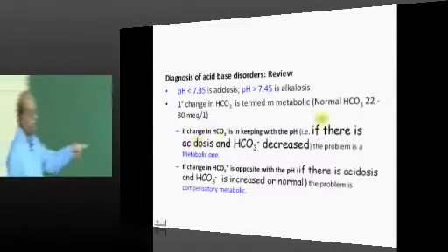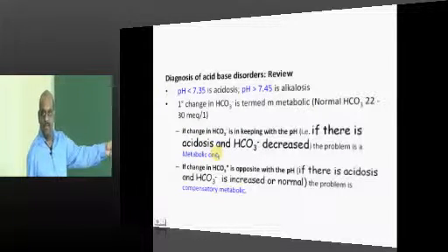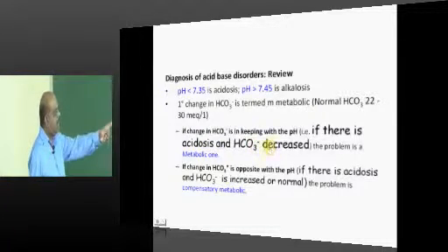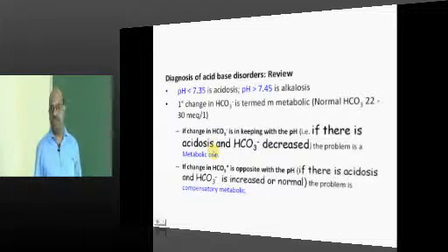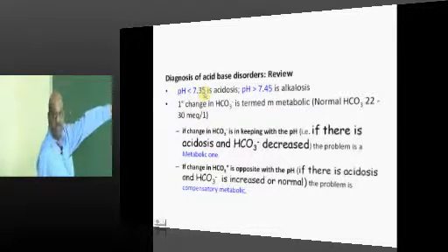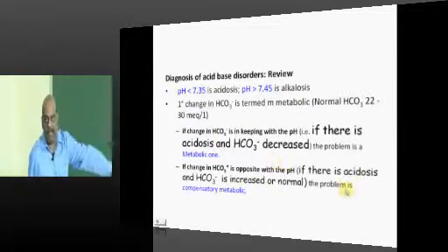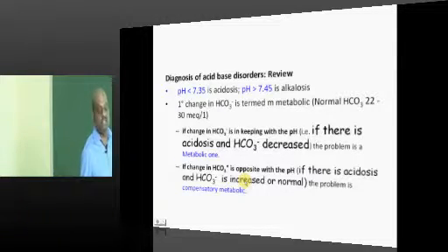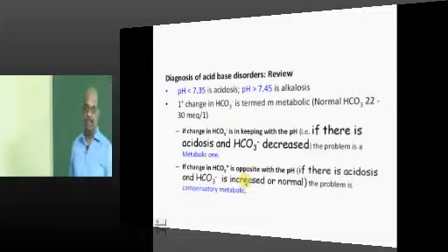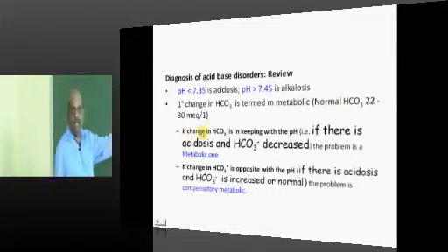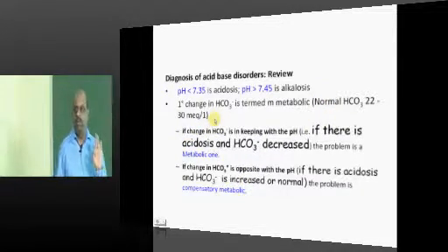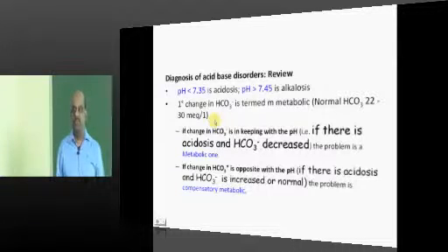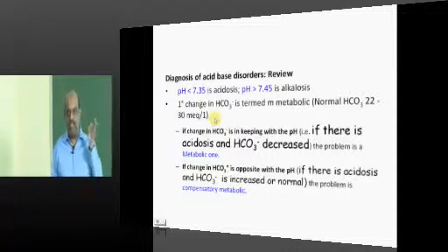Now, if there is acidosis and the bicarbonate is decreased, it means it is metabolic acidosis. I mean, if the pH is in the acidotic range and at the same time the bicarbonate is also low, then you call it metabolic acidosis. For that you need to know first, what is the normal bicarbonate concentration? 22 to 30 milliequivalents per liter. Easy to remember, 25 is the golden figure for bicarbonate.